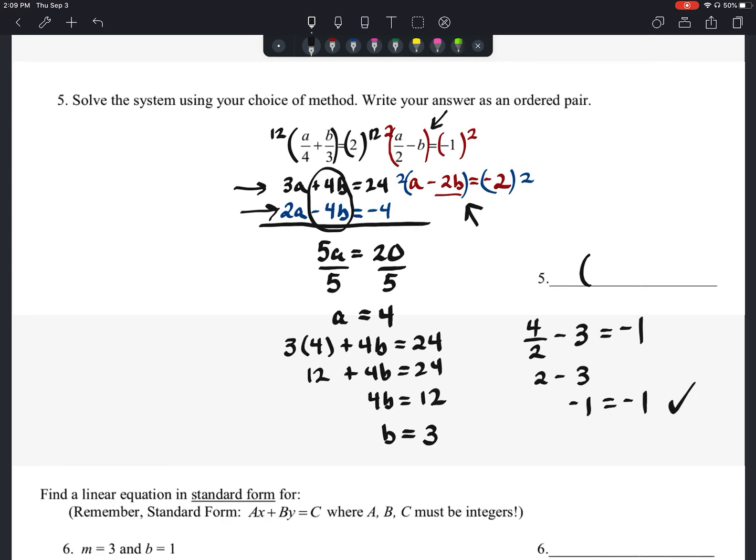So our answer here, in alphabetical order, 4, 3. That's the point of the solution. All right, that's it for number 5.